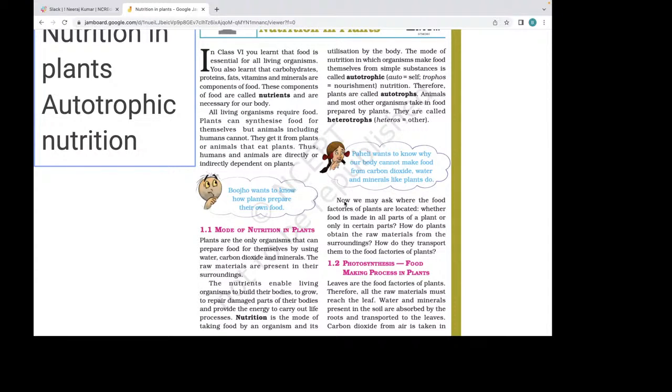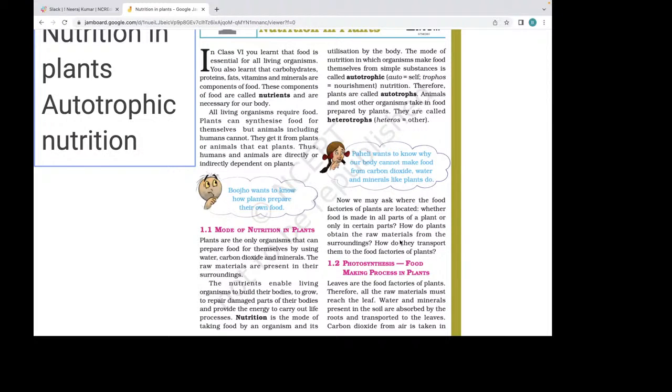Now we may ask where the food factories of the plants are located. Where is food made? Is food made in all parts of the plant or only in a certain part? How do plants obtain the raw materials from the surroundings?